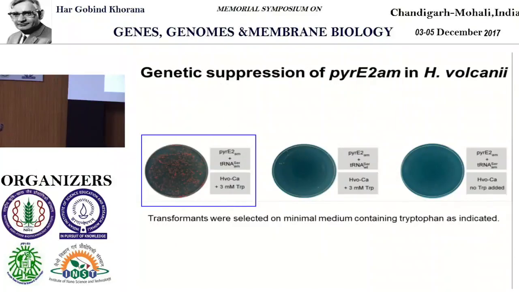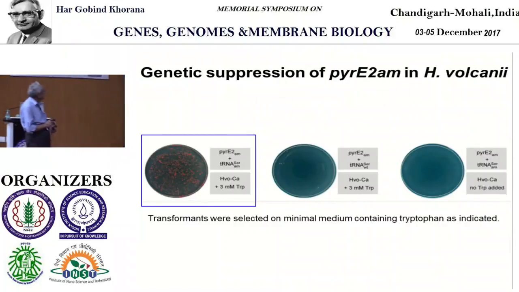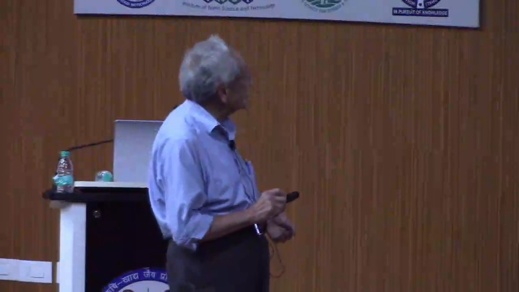We also showed that you can correct or suppress auxotrophic mutations in the cell. This is a PIR2 amber being suppressed. You can grow this here with the wild type PIR2 amber with 3 millimolar tryptophan induction, and it is suppressed. If you use wild type tRNA, it is not. With the amber suppressor tRNA it is. So it is inducible, and you can get auxotrophic mutants being suppressed.